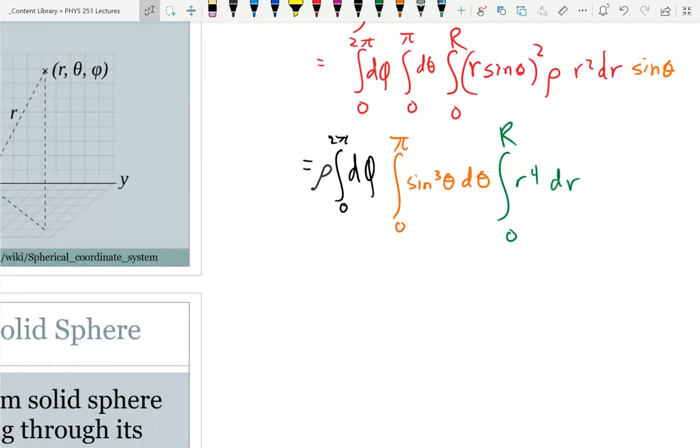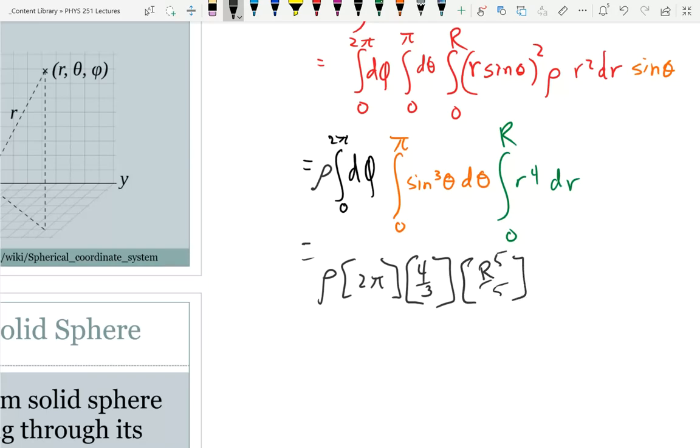The first integral is easy. For the second one, substitute that sine squared theta is 1 minus cosine squared theta, and then do a u substitution where u is cosine theta, so du is minus sine theta d theta. It comes out pretty quickly. This is 4/3. And then the last one we can do in our heads: R to the 5th over 5.